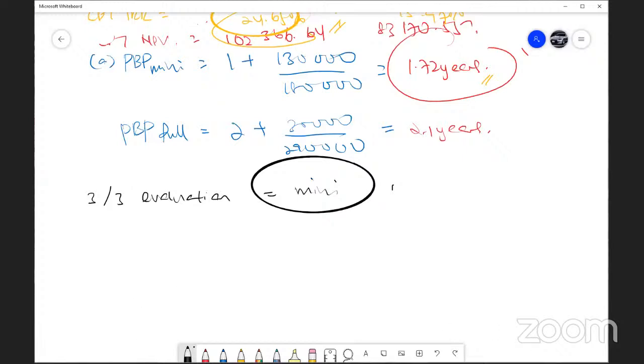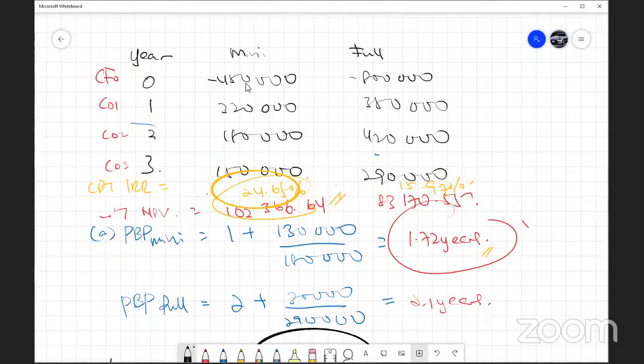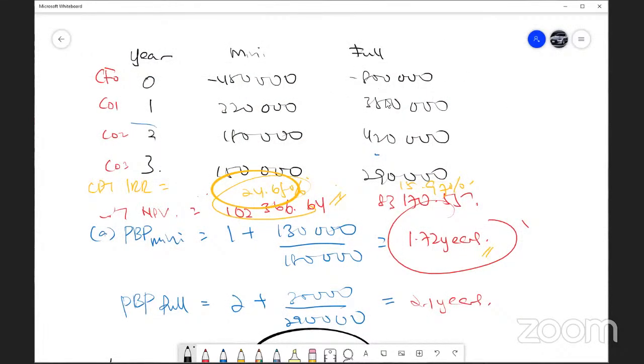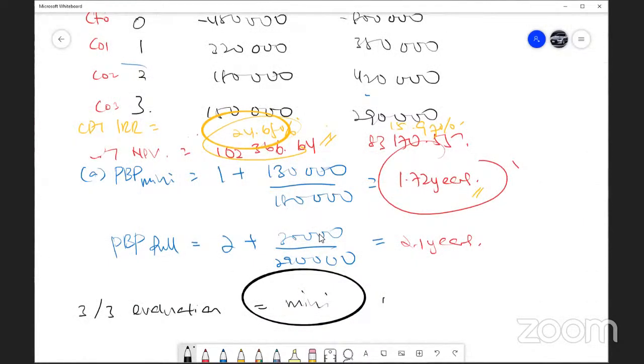So coming to the last part, they ask us, is incremental IRR necessary in this situation? In the end of the day, it's not necessary because mini SUV has the smaller investment but the largest NPV, so it should be accepted. How do you see that? Mini only started with negative 450,000 versus full, which is negative 800,000. But mini shows a much larger NPV. So this already clearly shows that mini is more profitable compared to full. You don't need to use IRR because it already shows this is the smallest cash flow but higher NPV. So it's already the more powerful one.